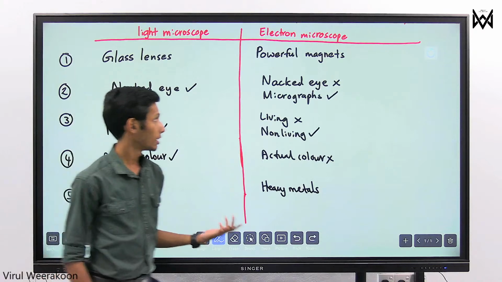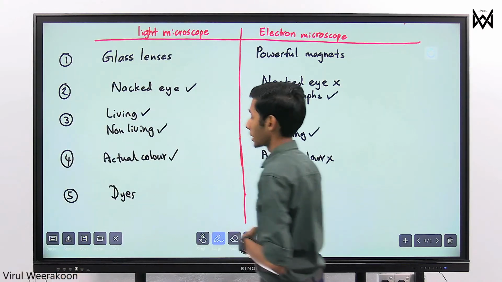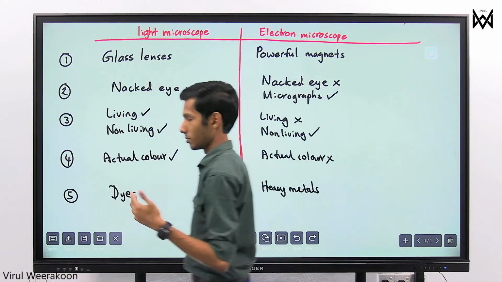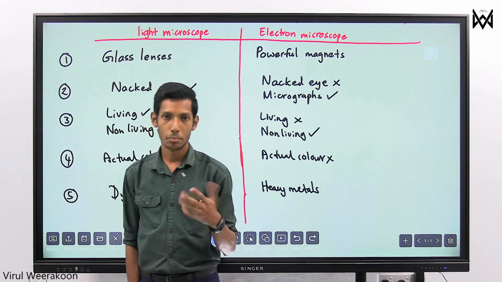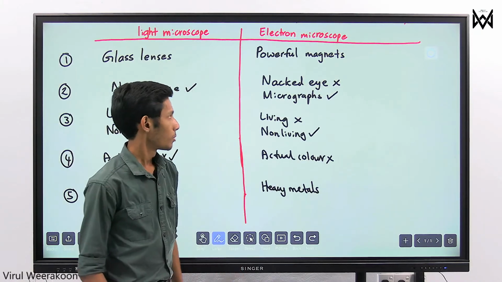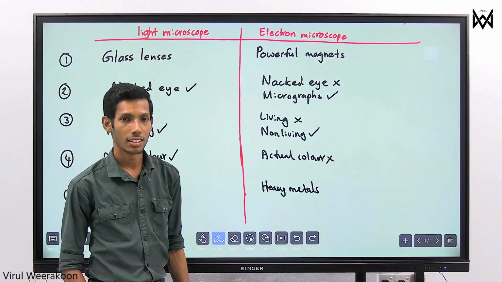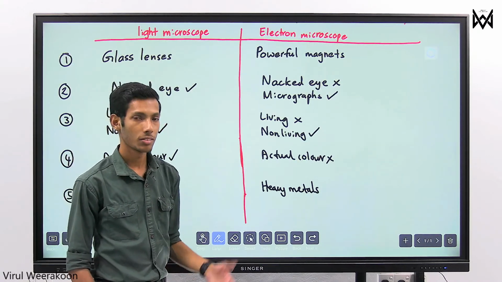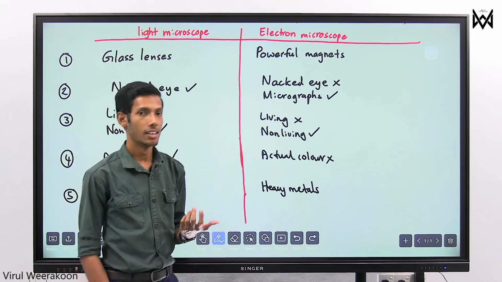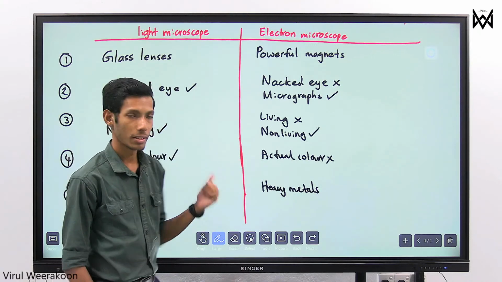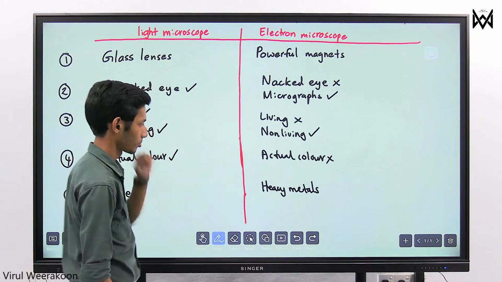Okay. Then for the staining process, the light microscope uses dyes, very simple, with pigments or dyes they color the specimens. But for the electron microscope, you need to use heavy metals. It can't work with dyes, because of the complex nature of the mechanism, they have to use heavy metals. Got it? Okay.